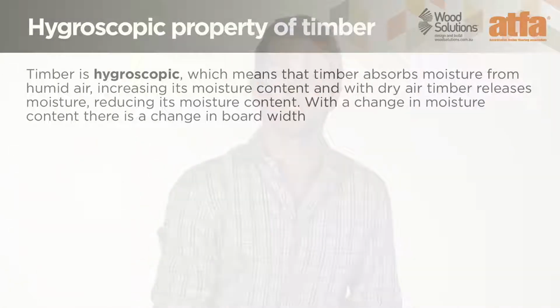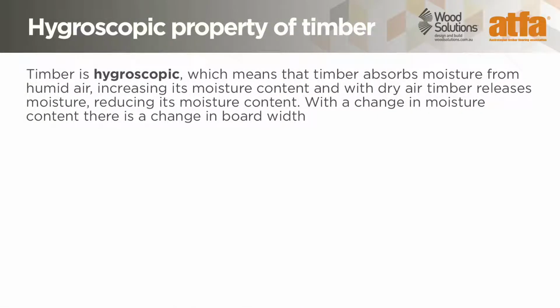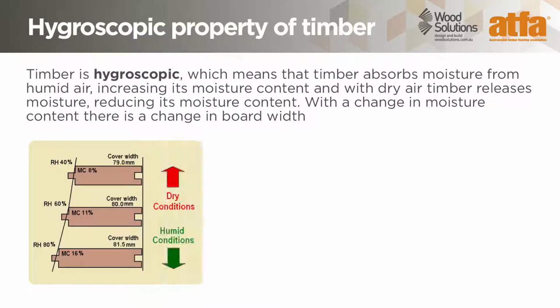Timber is hygroscopic, which means that it responds to changes in the moisture content of the air. Timber absorbs moisture when exposed to humid air and releases it when exposed to dry air. This process can cause seasonal fluctuations in the width of a timber board. The diagram on the left examines how these fluctuations occur through different humidities.